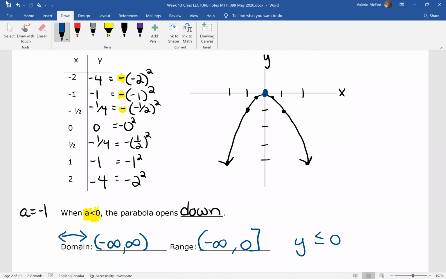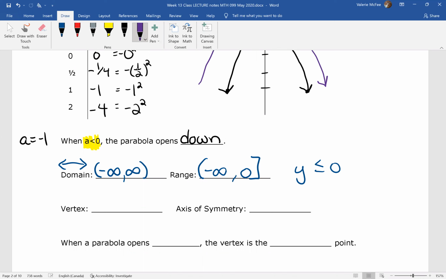The vertex. Remember, we said the vertex is the point where the graph changes direction. Here we see our graph going up to the right and then changing direction, going down to the right. The vertex at 0, 0 is the point where the graph changes direction.